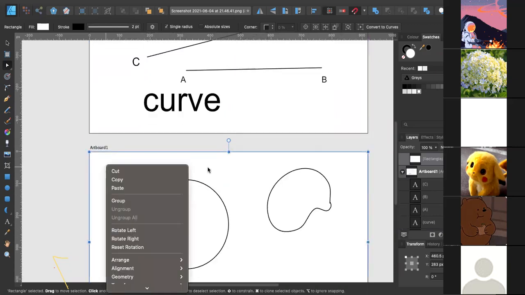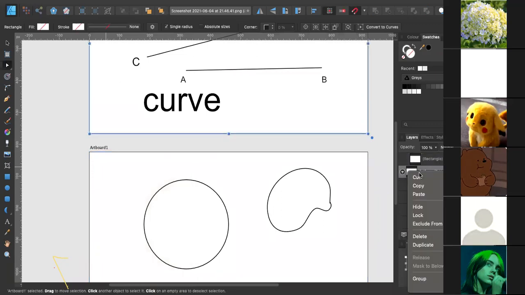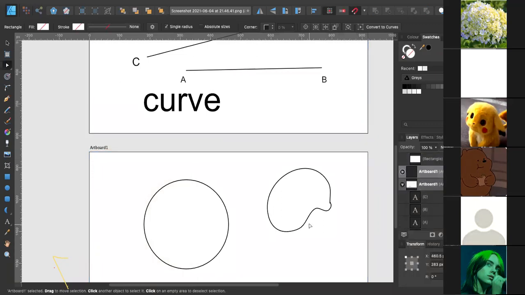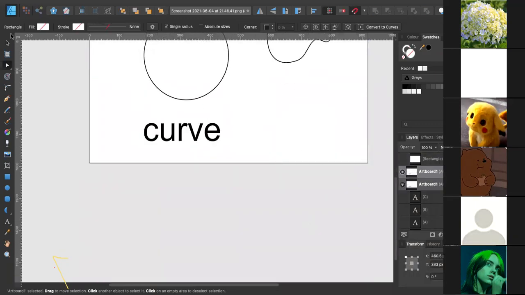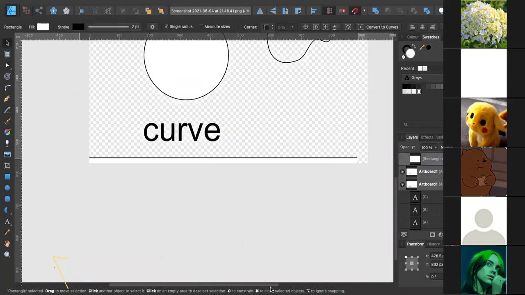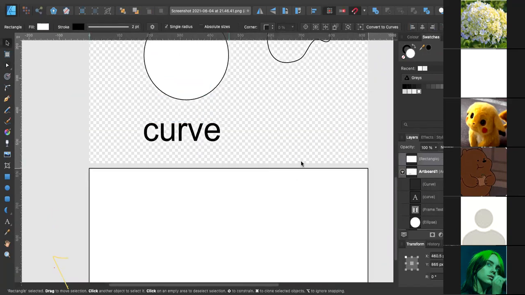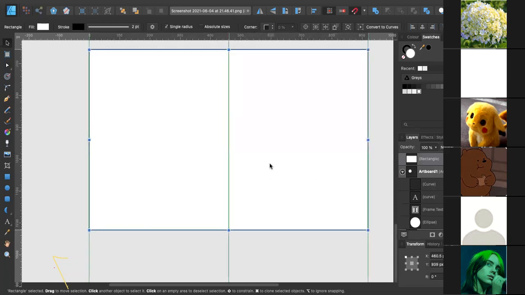Okay, just duplicate this. So, sir, are line segments a curve? Could I say something? Yes, line segments are curves, right? Yes, they are. Okay, could I say something? Yes, go ahead.